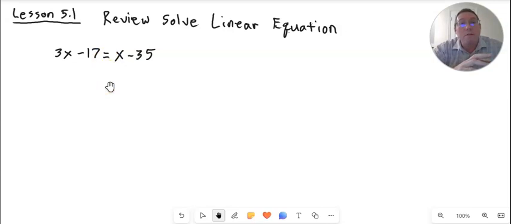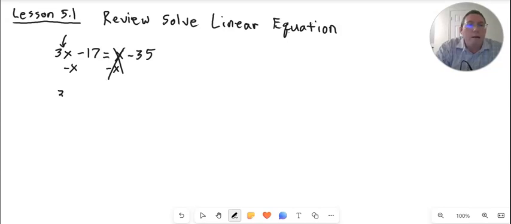And all the constants we want to put on the other side of the equal sign. And so let me show you how I'm going to do that. I usually like to leave whichever x has a larger coefficient where it is, okay? So what I'm going to do here is subtract x over here, and then subtract x over here, okay? And what that's going to do is cancel the x over here, and I wind up with 3x minus x minus 17 is equal to negative 35.